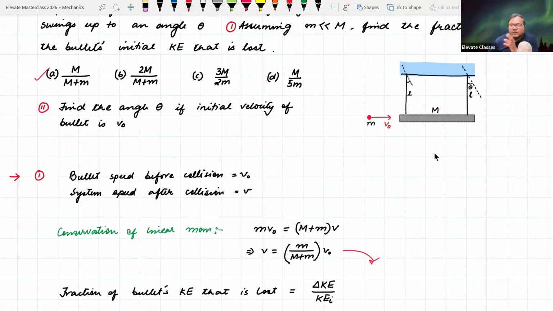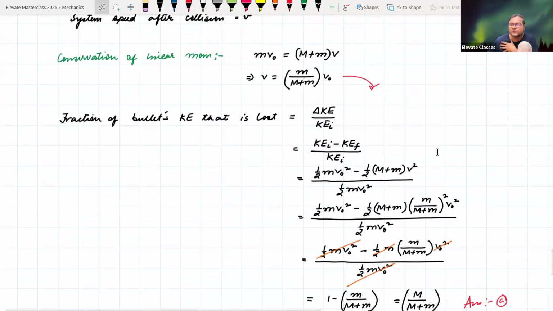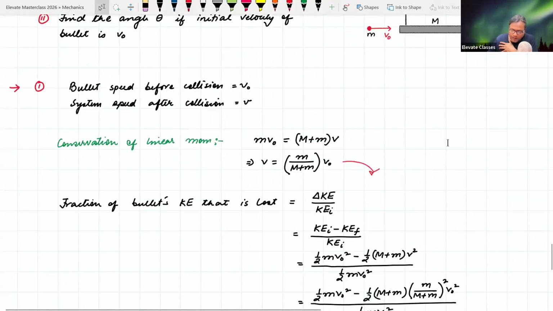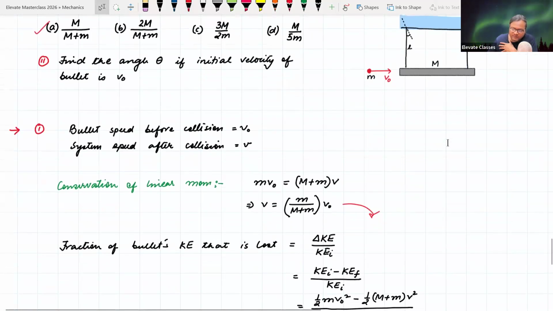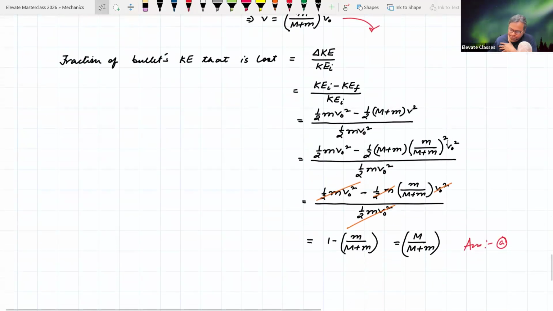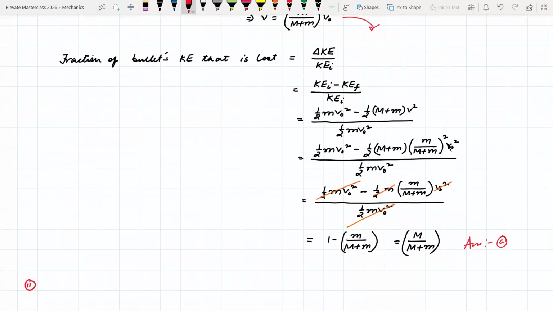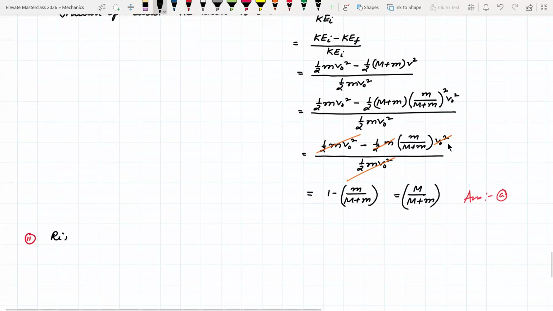So I am just comparing the movement before the collision and the movement after the collision. That's it. Overall the other things will come into play. Find the angle theta if the initial velocity of the bullet is v naught. Now tell me, how can we find the angle theta? Potential energy is equal to kinetic energy, because at the highest angle the potential energy will be equal to the kinetic energy at the start from the equilibrium position.